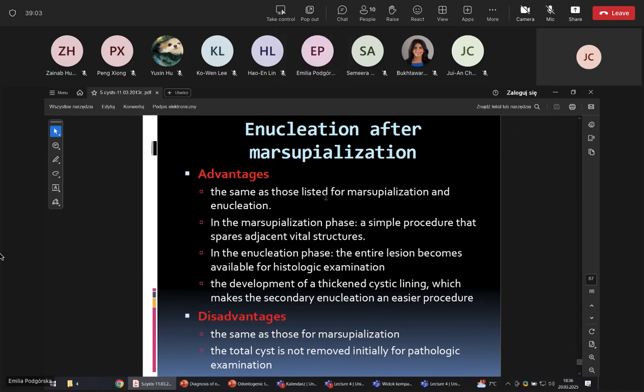Enucleation after marsupialization. Advantages: the same as those listed for marsupialization and enucleation. In the marsupialization phase, it is a simple procedure that spares adjacent vital structures. In the enucleation phase, the entire lesion becomes available for histologic examination, and there is development of a cystic lining, which makes secondary enucleation an easier process. Disadvantages: the same as those for marsupialization. The lesion is not removed initially for pathologic examination.